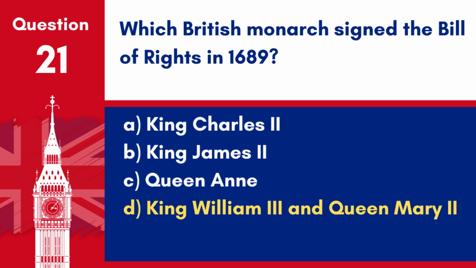Answer: D. King William III and Queen Mary II. They signed the Bill of Rights in 1689, which laid down limits on the powers of the Crown and set out the rights of Parliament and rules of freedom of speech in Parliament, the requirement for regular elections, and the right to petition the monarch without fear of retribution.